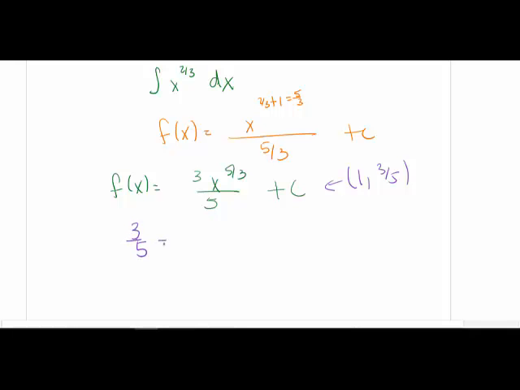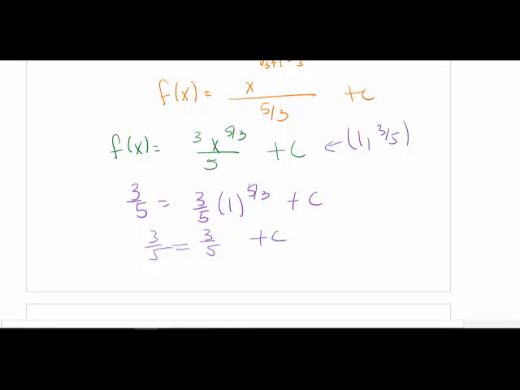3/5 is my y. 1 is my x. 1 raised to any power is 1. So I have 3/5 equals 3/5 plus c, which means c is equal to 0. Because if I subtract 3/5 from both sides here, they're going to cancel out.